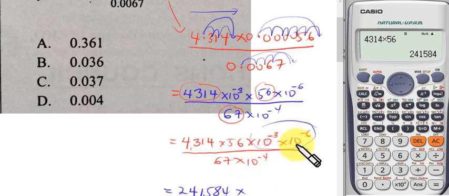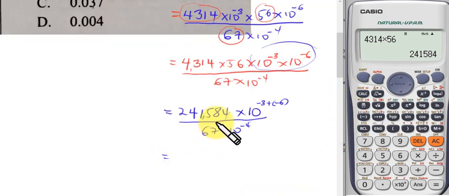By the laws of indices, if I have the same base, I write it as once, and if I'm multiplying, I add the powers. So I'm going to have negative 3 plus negative 6. So that's what I'll have here, divided by 67 times 10 to the power negative 4. All right, from here, let me do some simplification here. 21584 times, and I have negative 3, negative 6. I have negative 9 here.